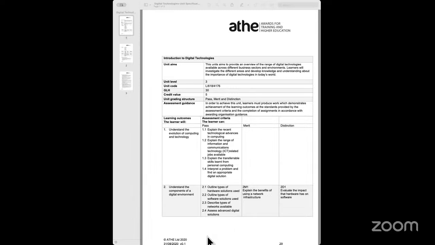So let's start off with understanding this particular unit, which is called the Introduction to Digital Technologies. So give me 1 second. I'm not sure where that is. There we go, on the screen. So these sessions with me normally tend to be about an hour long.